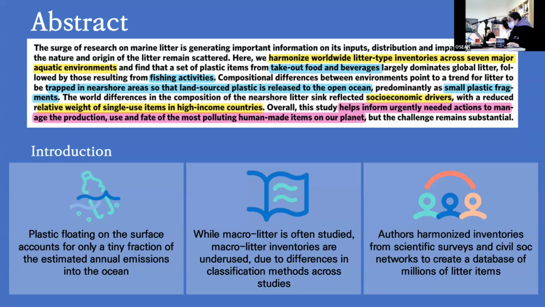Here is the abstract for this paper. The aim of this study is to provide the first overview of the origin, transport, and ultimate fate of litter in the global ocean. I will go straight into the introduction because we have a lot to cover today.